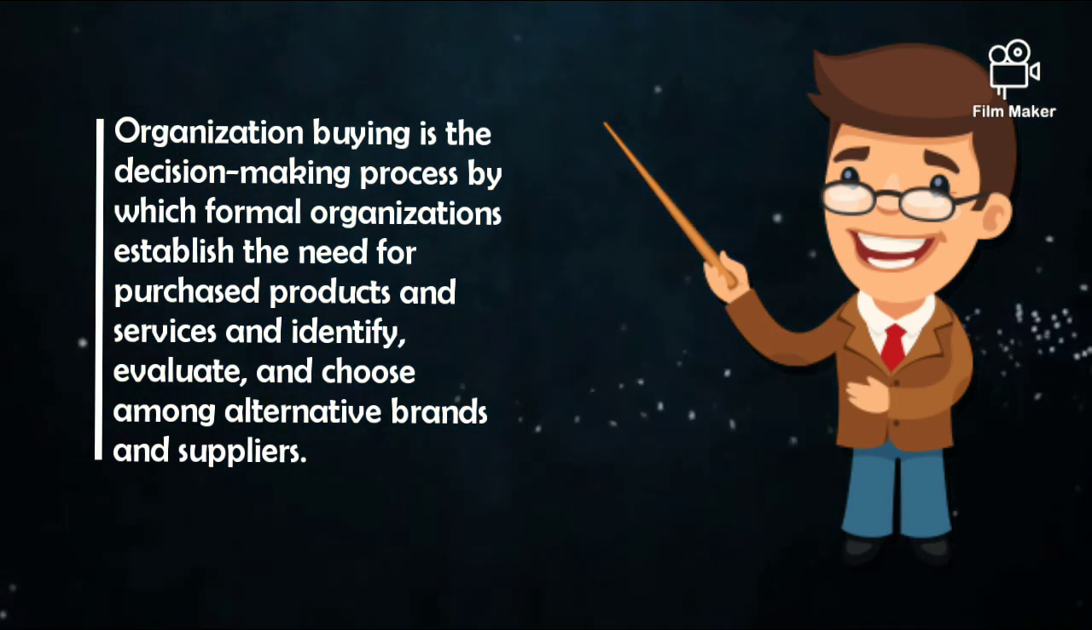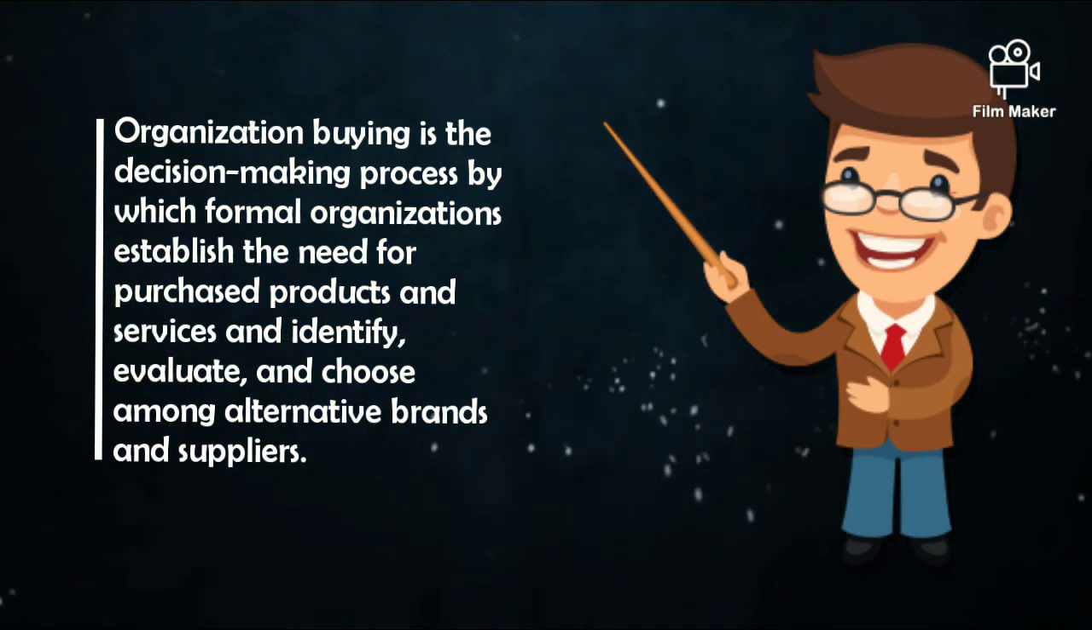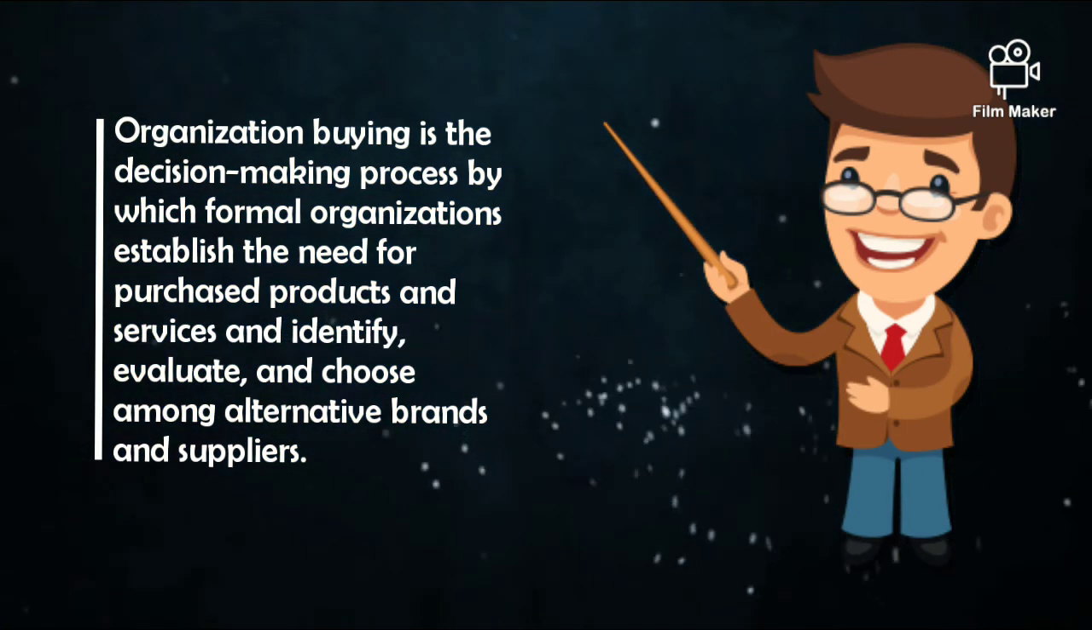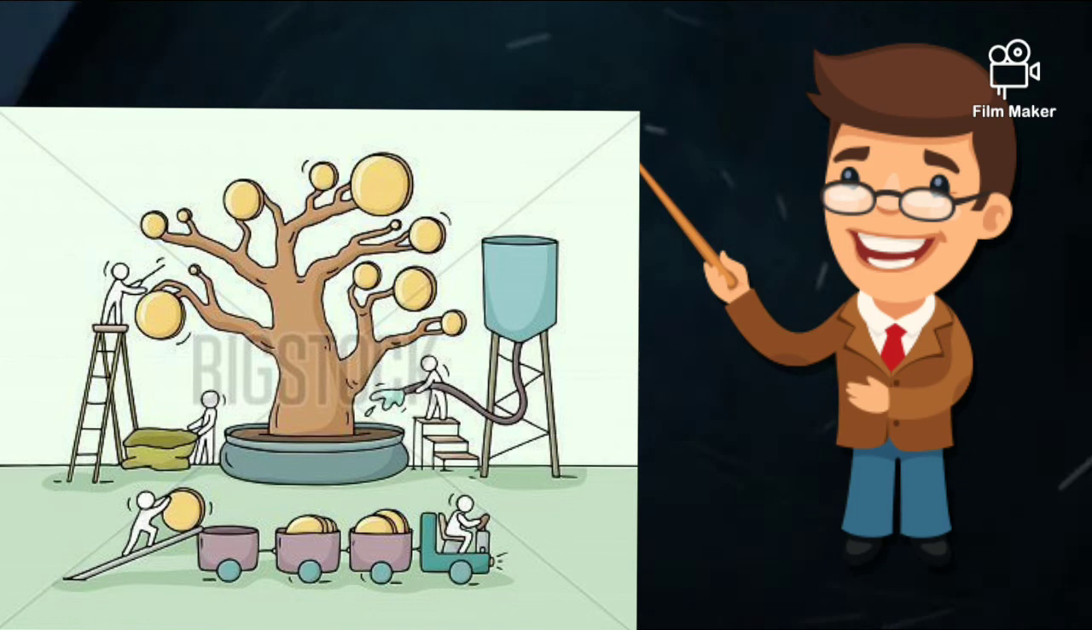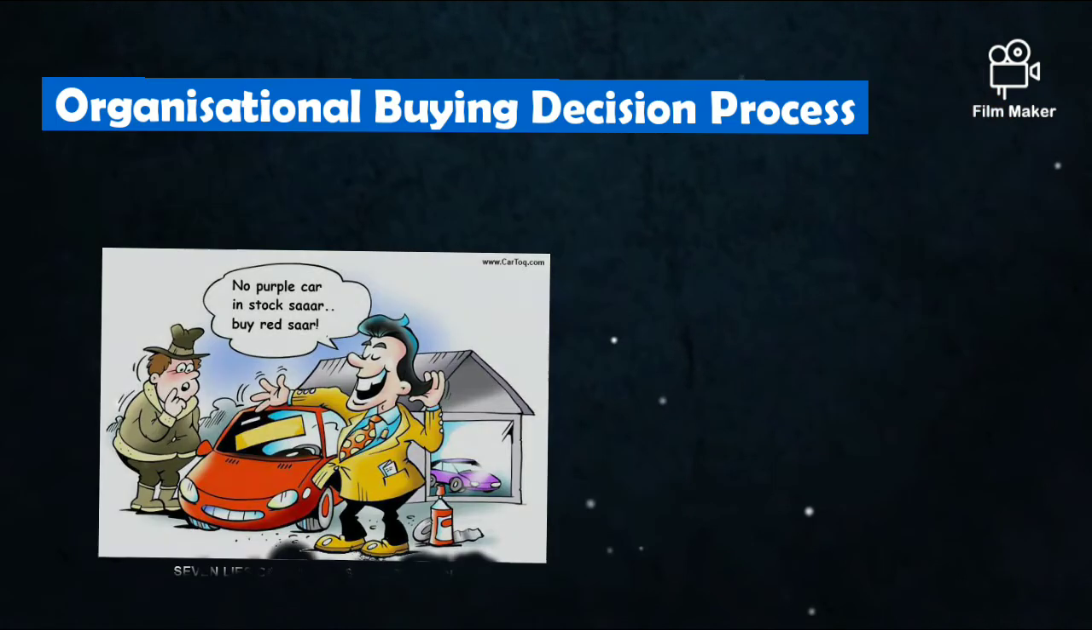In the same way, organizations buy the products, components, or raw materials they require from other suppliers to produce an ultimate final product or to resell them. This is known as organizational buying. Let us see the organizational buying decision process.